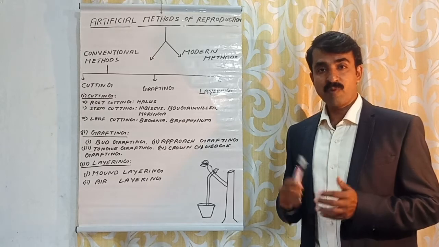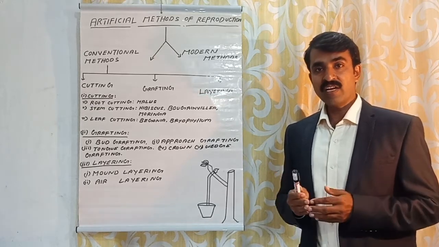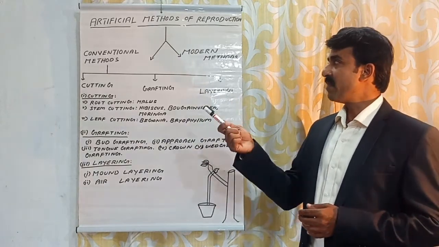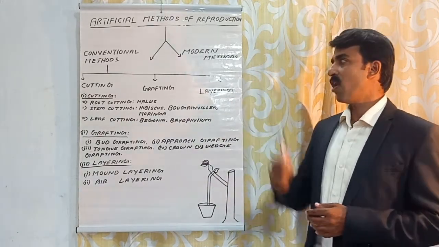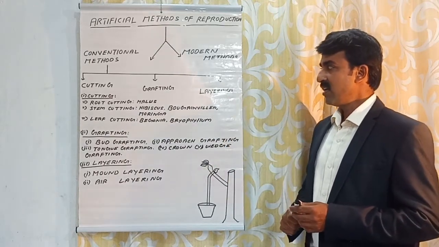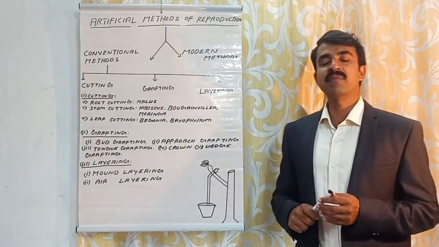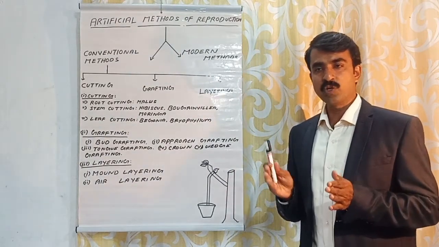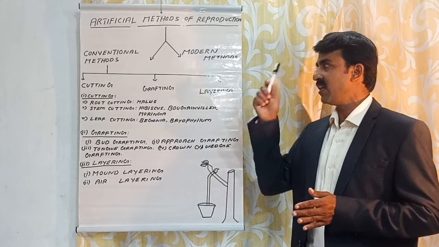The artificial propagation can be classified under two broad heads. One is the conventional method and the other one is the modern method. Let us discuss the conventional methods today. Conventional method can be classified into three: cutting, grafting and layering.